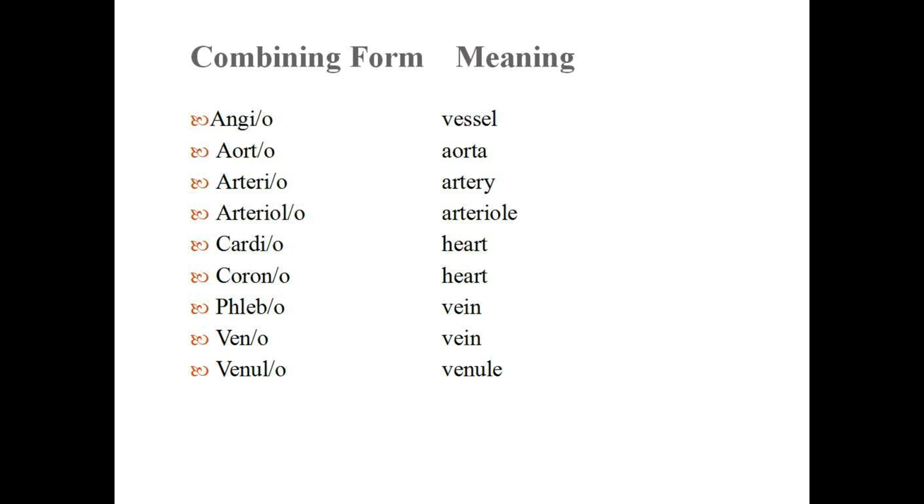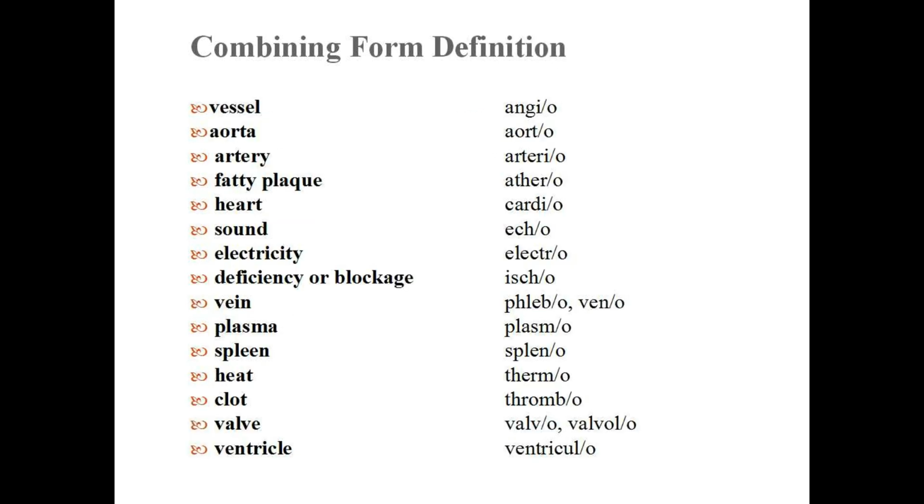The word cardio refers to the heart. Corona can also refer to the heart, such as a coronary artery. The word phlebo refers to vein. So a phlebotomist is a person who draws blood from the vein. The word veno refers to vein, and the word venulo also refers to the venule. On the next slide, let's continue.